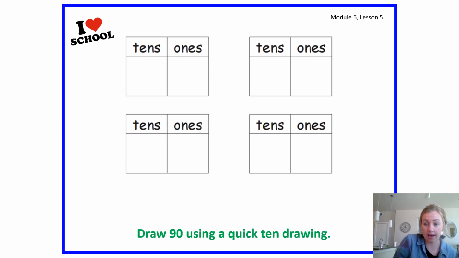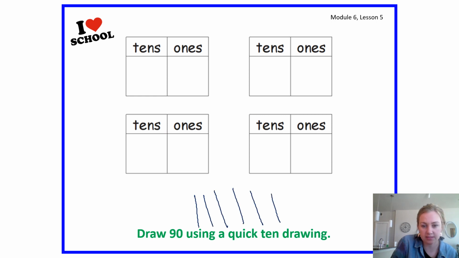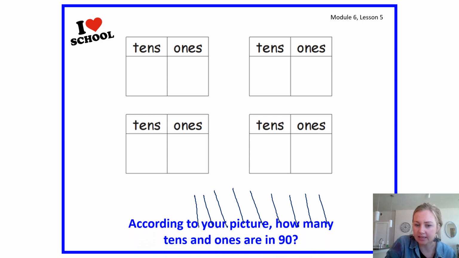Let's do another one. I'm going to draw 90 using a quick 10 drawing: 10, 20, 30, 40, 50, 60, 70, 80, 90. How many tens are in 90?